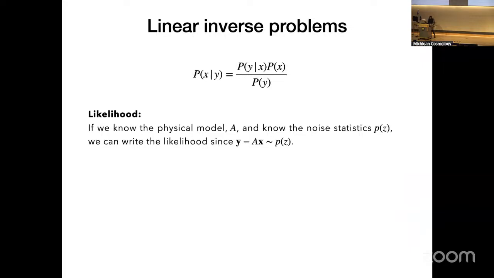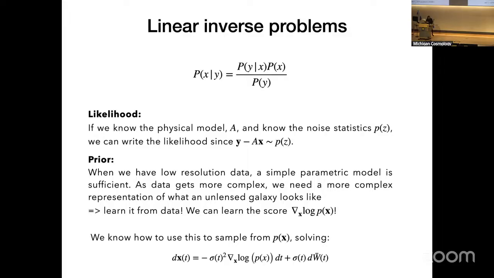To be able to sample that, I need to know the likelihood. To know the likelihood, I need to know the physical model, that's the matrix A. I also need to know the noise statistics of my additive noise, so that's the noise model. That allows me to write down the likelihood, because the residuals are distributed like the noise. If I know the noise model, I write the residual, plug it in there, and it should be distributed like my noise. And then I also need to know what my prior is.